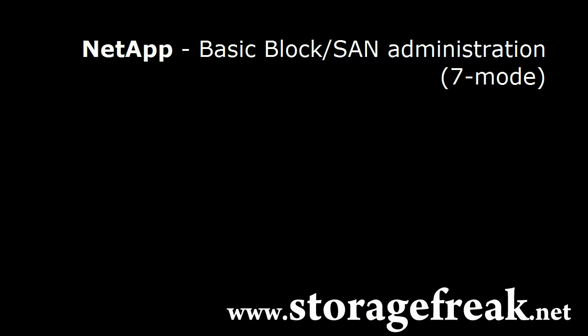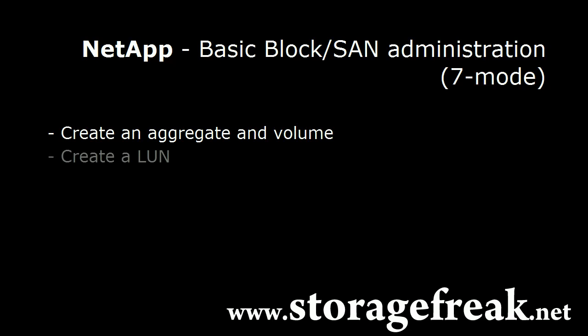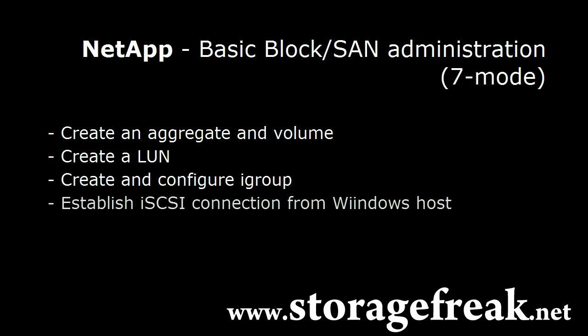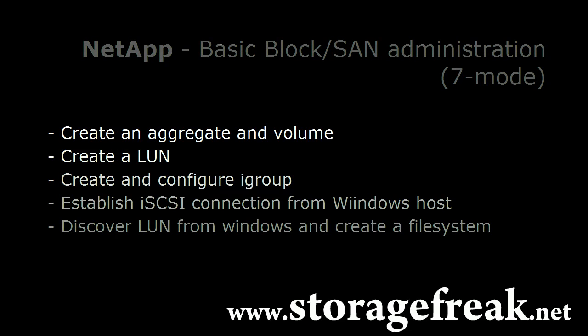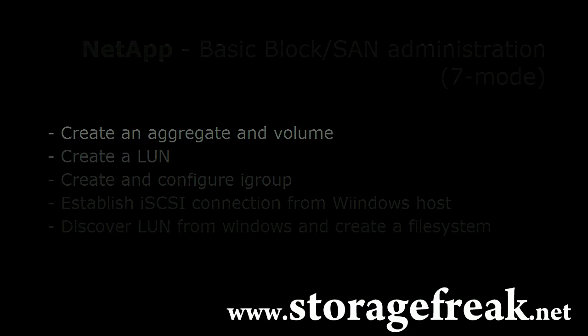The basic plan for today's screencast is to create an aggregate, a volume, put a LUN on it, create an igroup, configure it, add a LUN to an igroup, then configure the iSCSI connection between the Windows host and the storage array, and try to map the LUN and format it as a normal drive from the Windows host. Okay, so let's get started.